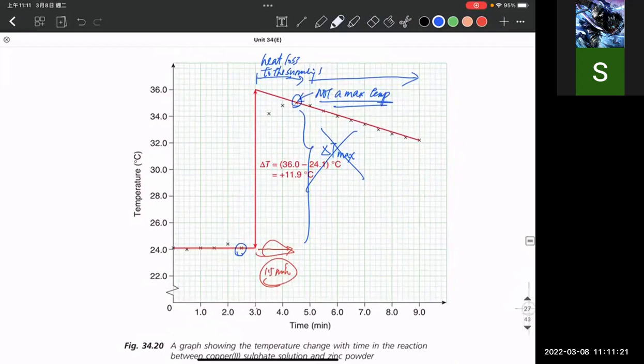Why? Even though the reaction has stopped releasing heat, we have already gone through 1.5 minutes of heat loss to the surroundings. So even though I mark it as 35.0 degrees Celsius, it doesn't reflect the maximum temperature. Some heat has been lost. Do you understand? So what we can do is to project the true maximum temperature rise of this solution mixture. How? Keep track of this. After that local maximum, what will happen? It will show a gradual decrease.